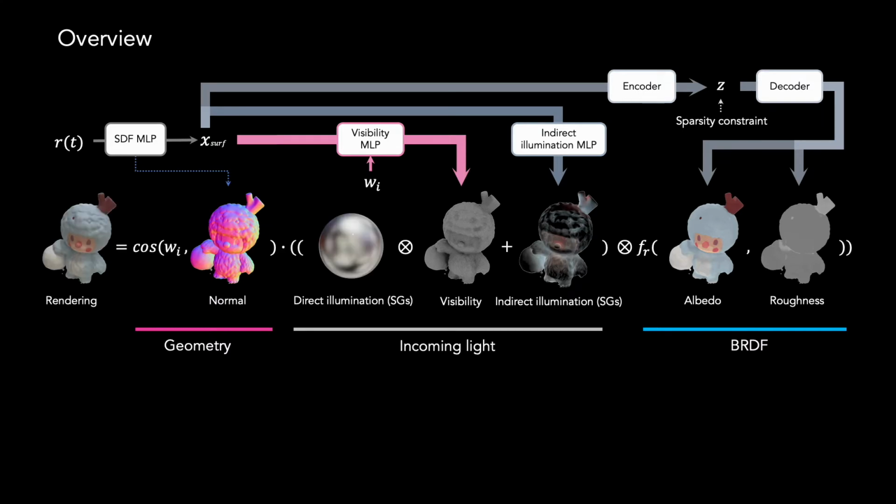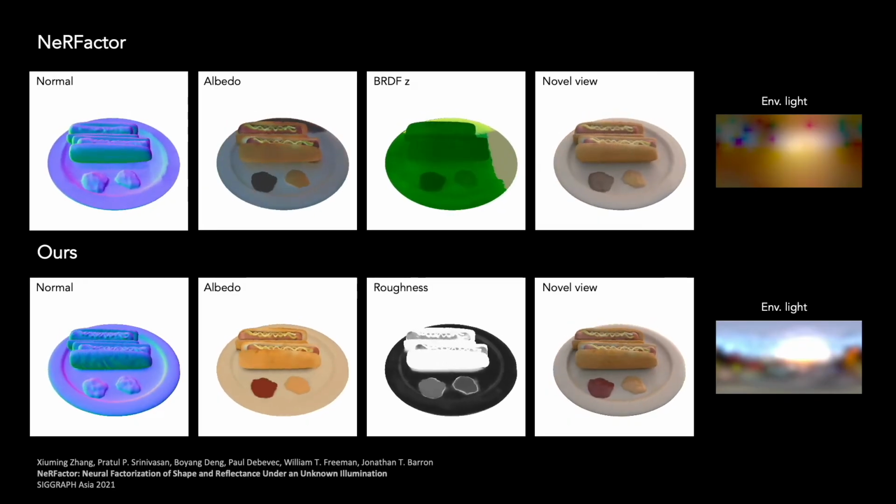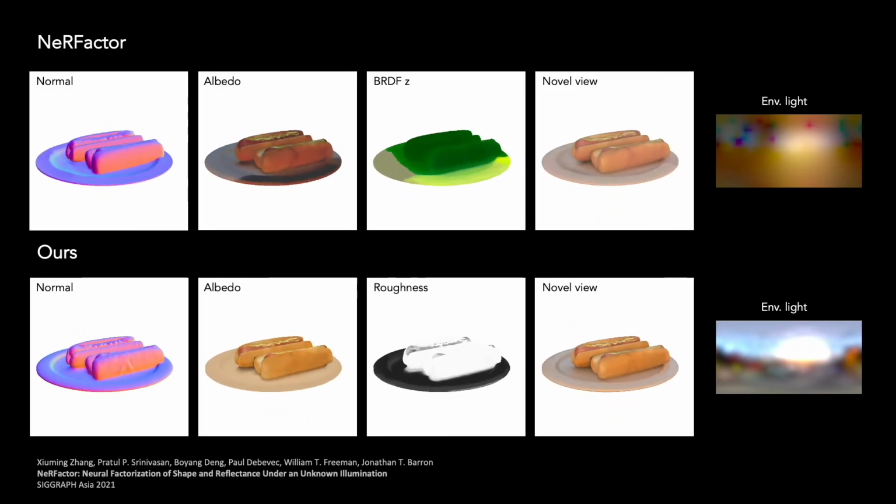The forward rendering is approximated as the SG integral. BRDF and direct illumination are optimized by minimizing the reconstruction error between the renderings and the observed images. Now let's look at some decomposition and relighting results compared to the previous method.